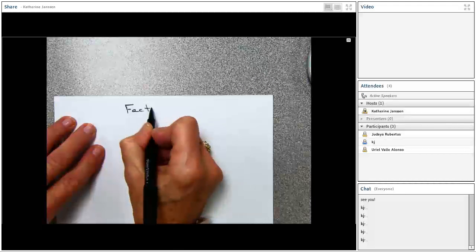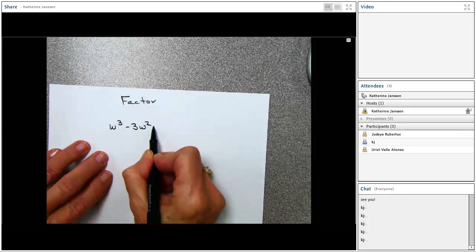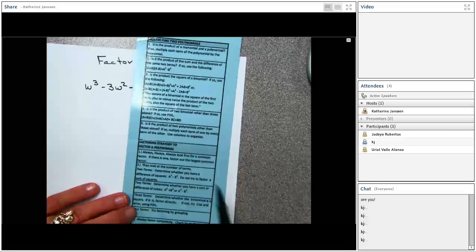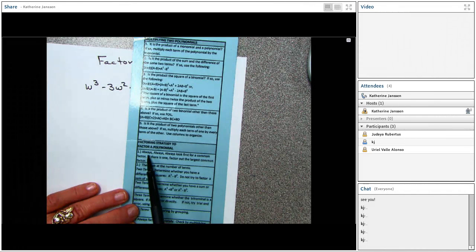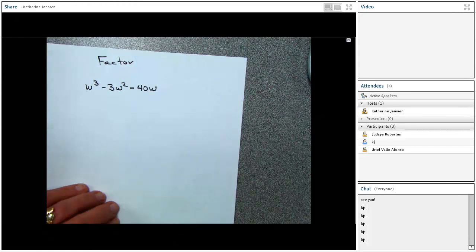Factor w cubed minus 3w squared minus 40w. Well, I have a trinomial, but my leading term is to the third degree. And in the form pattern that I've been working with, the leading term is to the second degree. But as I recall from my blue card, whenever I'm trying to factor, I should always, always, always look for a common factor. It's one of my first strategies. Always look for a greatest common factor.